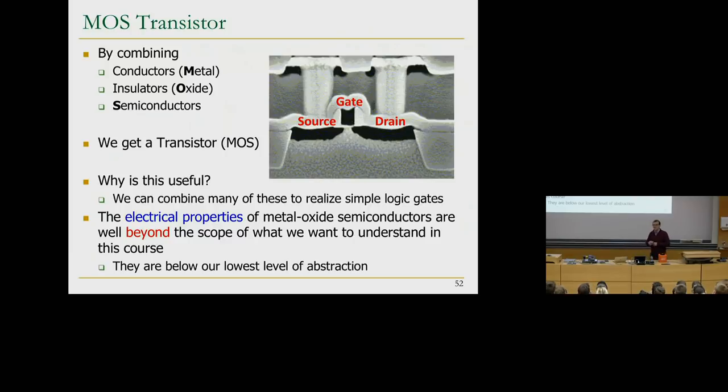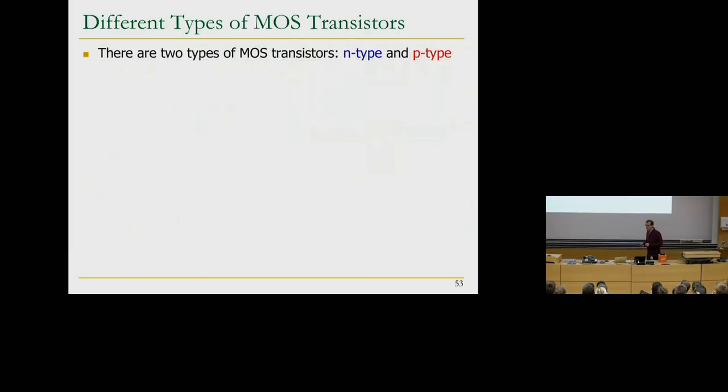But we're not going to go to that level, and you're not going to be expected to know how a transistor works for this course. So there are two different types of MOS transistors that you should know, though. One is N-type, and the other is P-type, negative, positive. And N-type looks like this.